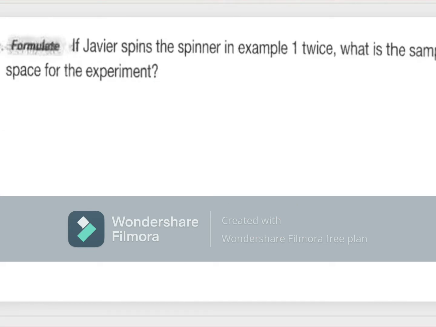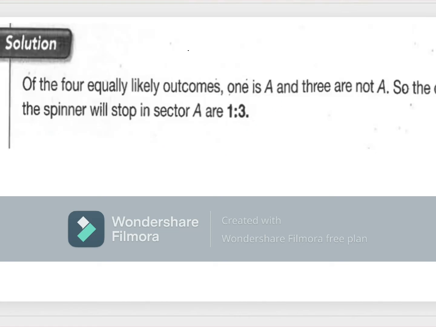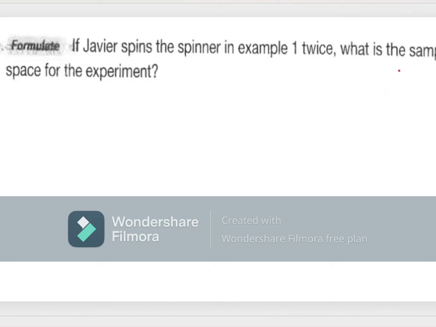Okay? Now, if Javier spins the spinner in example 1 twice, what is the sample space for the experiment? Okay, now going back to example 1, we have this. Okay? So we have A, B, C, D. So let's go over here and go. Oops, let's go to Javier here. So we're remembering here that we have A, B, C, and D.